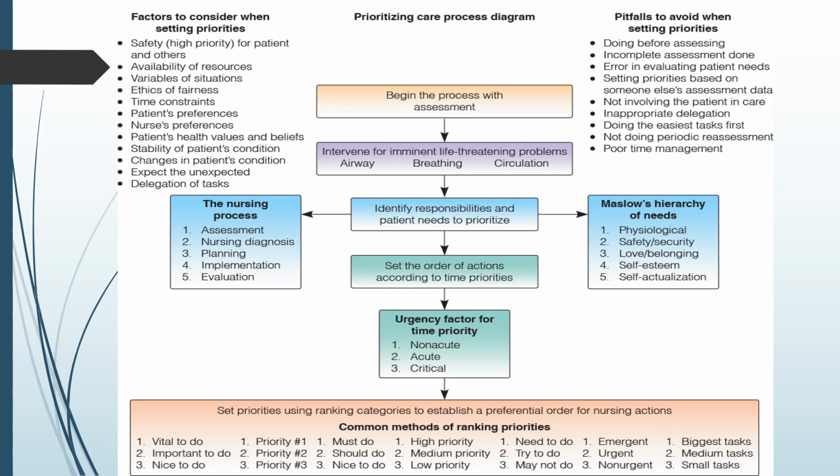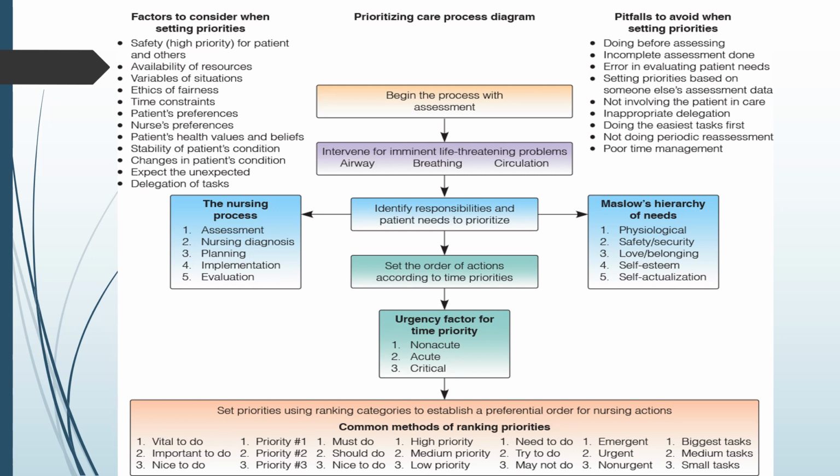In the middle, it tells you where to begin. Begin with assessment, then ABCs, and then the nursing process, Maslow hierarchy of need, the urgency factor, okay? At the bottom of that little table, it says common methods for ranking priorities. You may see some nurses say priority 1, 2, and 3, like what your book has laid out for you.